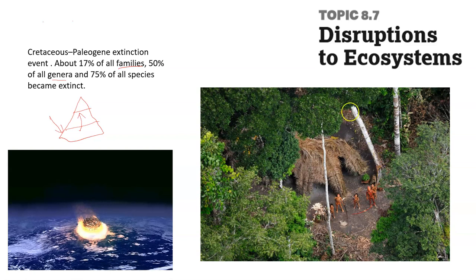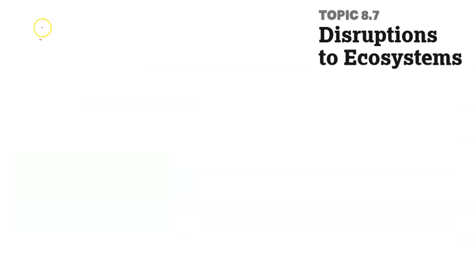So that's really it. There's not too much more to talk about when we talk about disruptions to ecosystems, except for, of course, our major disruption to ecosystems, which we're currently going through right now. We are currently going through what is considered our sixth extinction event, the Holocene extinction. We are losing species very, very fast. Fast enough that scientists have declared that we are in an actual extinction event right now.